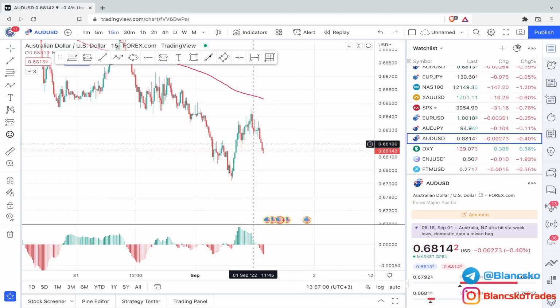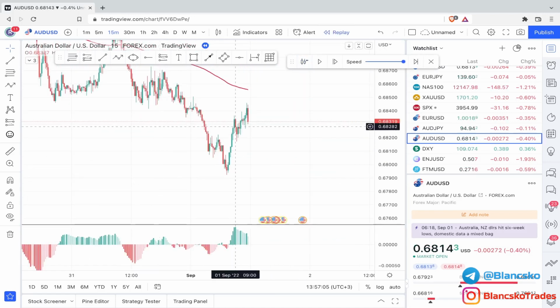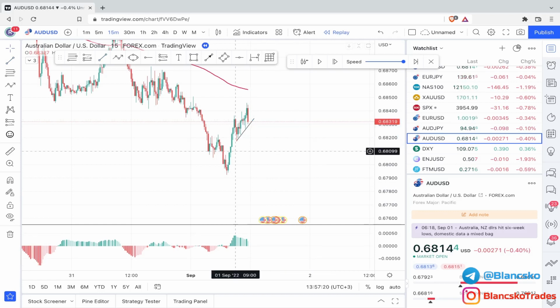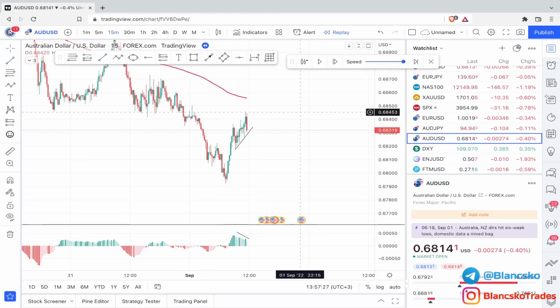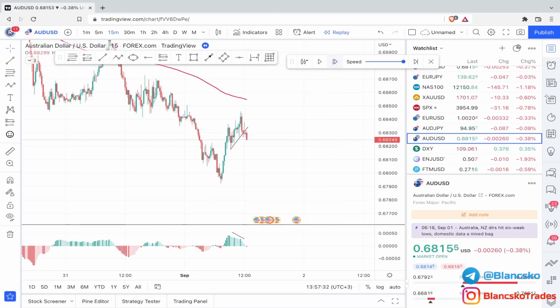So here I'm gonna use the bar replay as well. As we can see, we created a high and a higher high on the chart, whereas the MACD started to create a divergence. It's very clear to see that we created a higher high, whereas on the MACD we created a divergence. After we see this, we know that we are below the 200 EMA, so we can look for a sell setup. Now all we need to wait for is a crossover of the MACD, but we have to wait for the candle to close as a crossover.